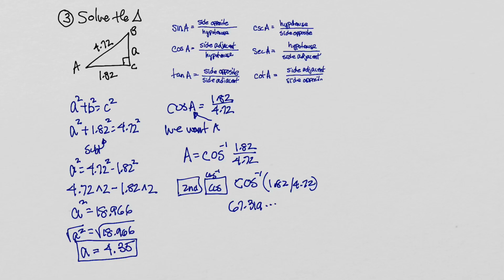67.319... So how about if we round off to one decimal place? So I'm going to get that angle A is 67.3 degrees.